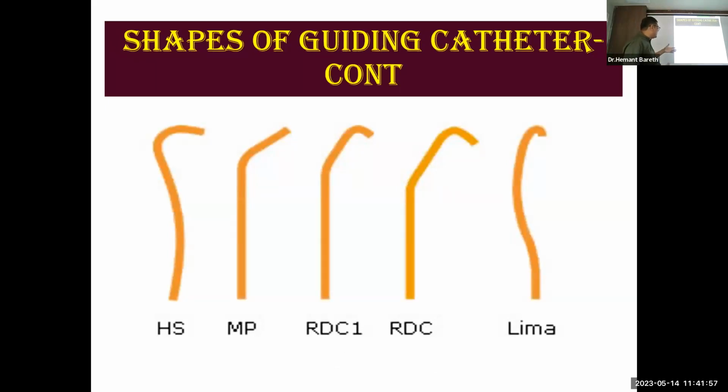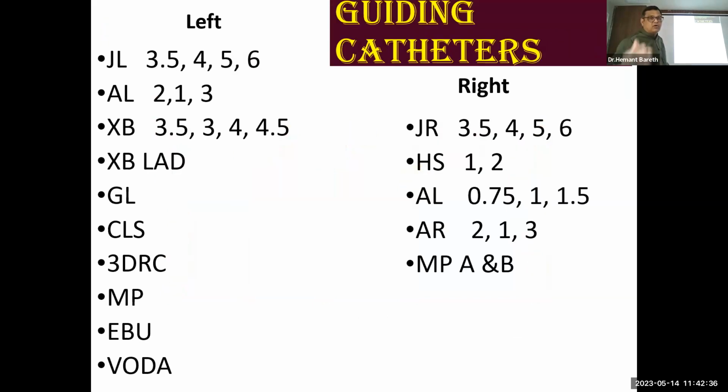So you may ask what the difference is between a hockey stick and a JR, because both are similar. Just remember that the lower part of the JR does not reach the aortic root, so it does not take any support from the aortic root. But the hockey stick can take support from the aortic root also. And I will show you that. So that is the difference between JR and hockey stick. Then this is multi-purpose. This is RBC, 3DRC, and this is a Lima catheter. So these are just some of the shapes. I just thought I would show you.